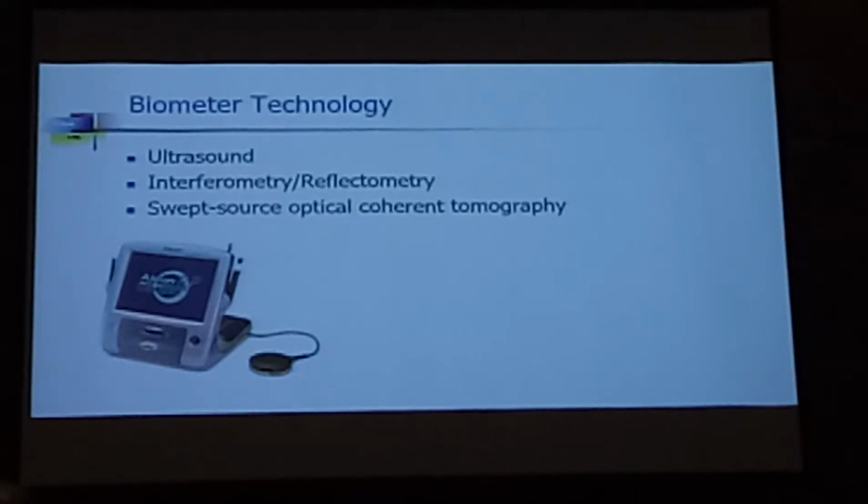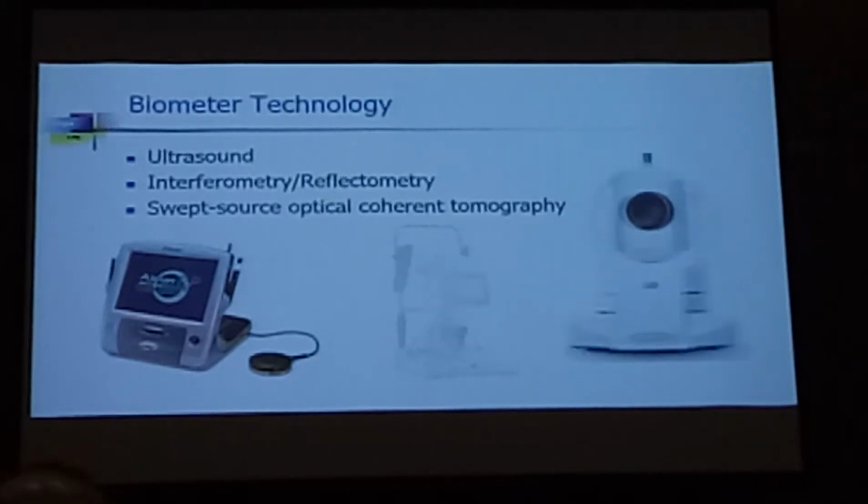Let's look at biometer technology. Today, there are three major technologies. First is ultrasound, which has been with us for a long time and will still be with us for a while to go, but its use is going to be less common. The second and third are optical biometers, and this can be split into two. One is interferometry or refractometry. The second one is, of course, the latest, the swept source optical coherence tomography. The interferometry is like the A scan. The swept source optical coherence technologies are like the AB scan.